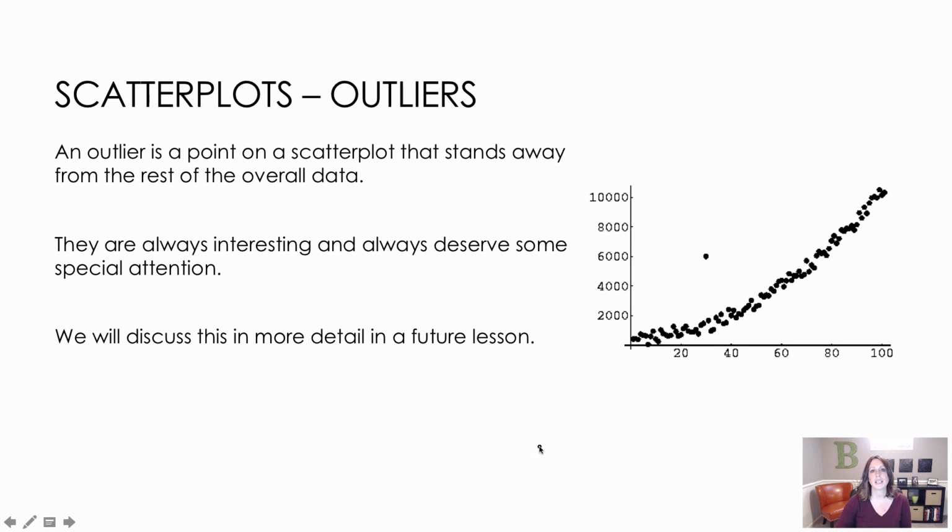And of course, we need to then talk about anything that's out of the ordinary. So this is a scatter plot where we clearly have one piece of data that doesn't really fit in. Those are called outliers. So it stands away from the rest of the overall data. And it's always important, if you're drawing a scatter plot, for you to talk about the fact that there is an outlier. And we'll of course talk more about how we do that later.